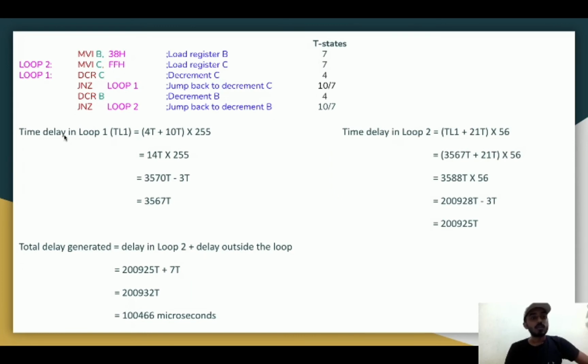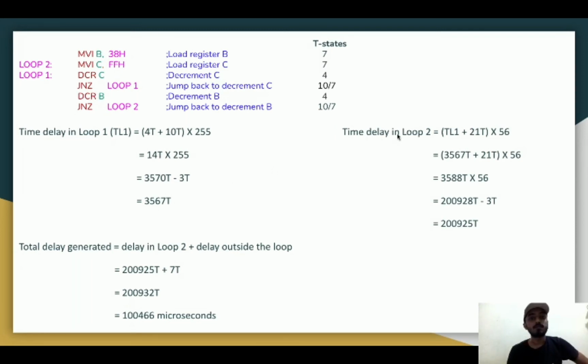Now coming to calculating delay, we calculate delay for loop 1, which is this smaller one, having DCR and JNZ as the instructions. So for DCR we take 4T, for JNZ we take 10T, into the content in the register C, which is FFH, whose decimal equivalent is 255. So 14T into 255 gives 3570T, and we have to subtract 3T for this JNZ. So minus 3T gives 3567T.